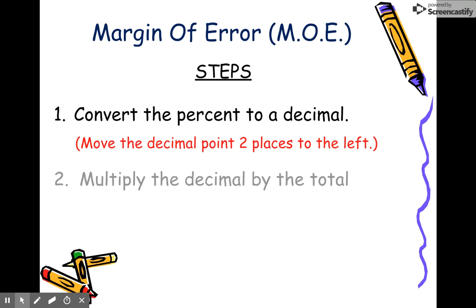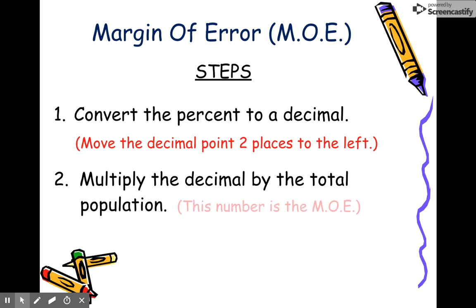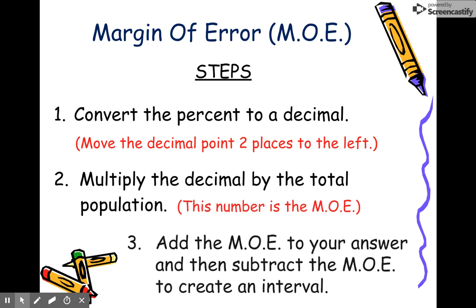The next step is we're going to multiply the decimal by the total population. The total population they give you in the problem, you're going to multiply by the decimal. Then the last thing you're going to do is add the margin of error to your answer and then subtract the margin of error to create an interval. Really the idea is we're finding out how far we think we're off, and then we add and subtract to create an interval.